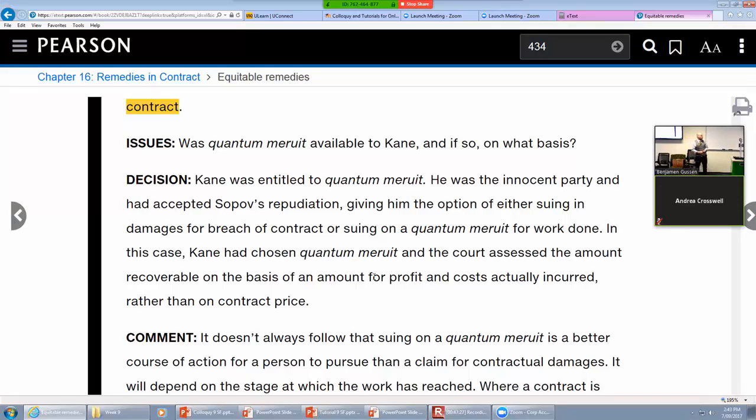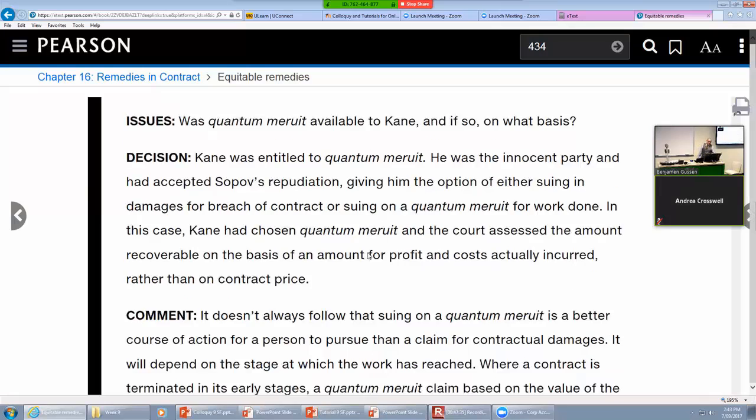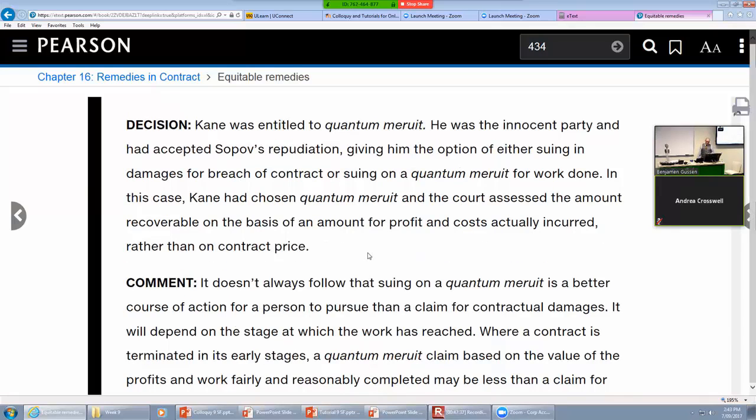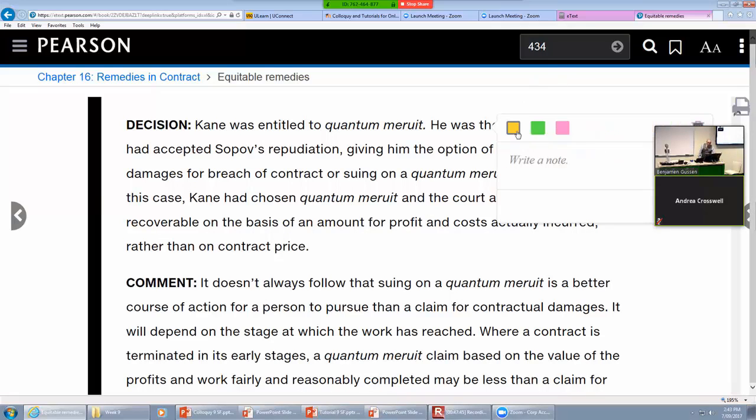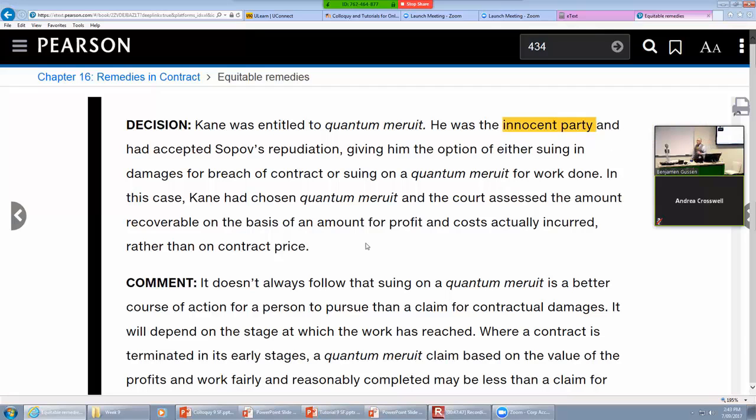So was quantum meruit available, and if so, on what basis? They said yes. Okay. Why? He was the innocent party. What does that mean, he was the innocent party?